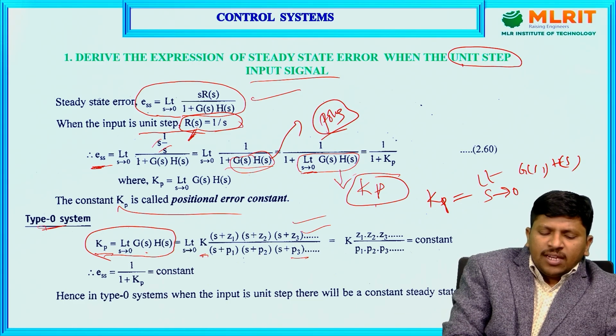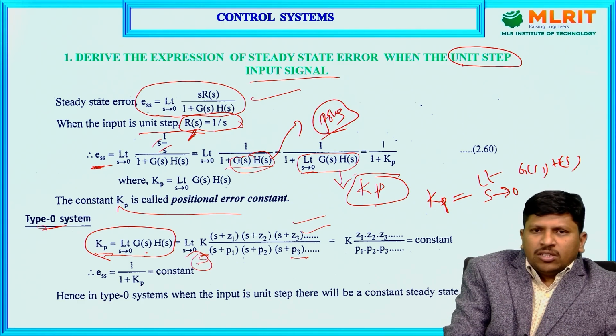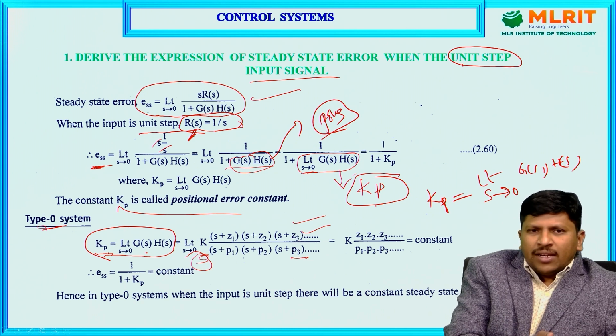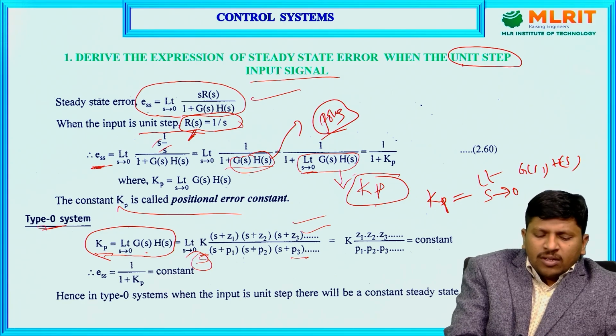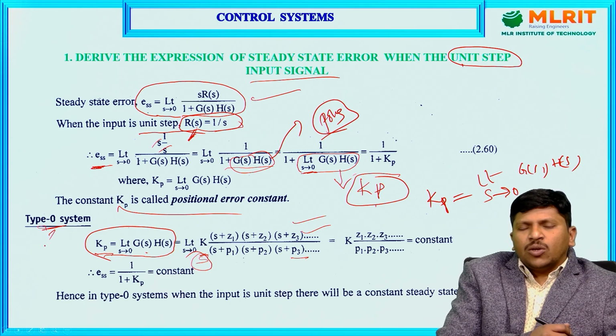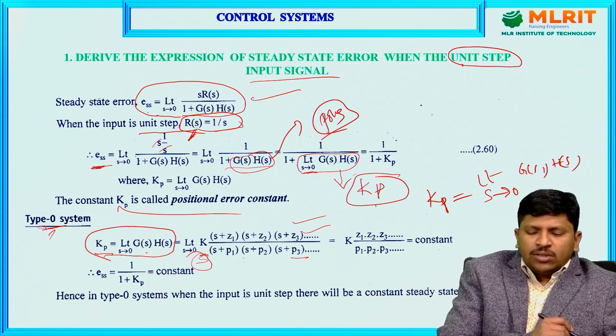Here there is no pole present at the origin. A single s term is not available in the positional error constant expression. So this is a type 0 system, because there is no pole present at the origin. That's why we call it a type 0 system.